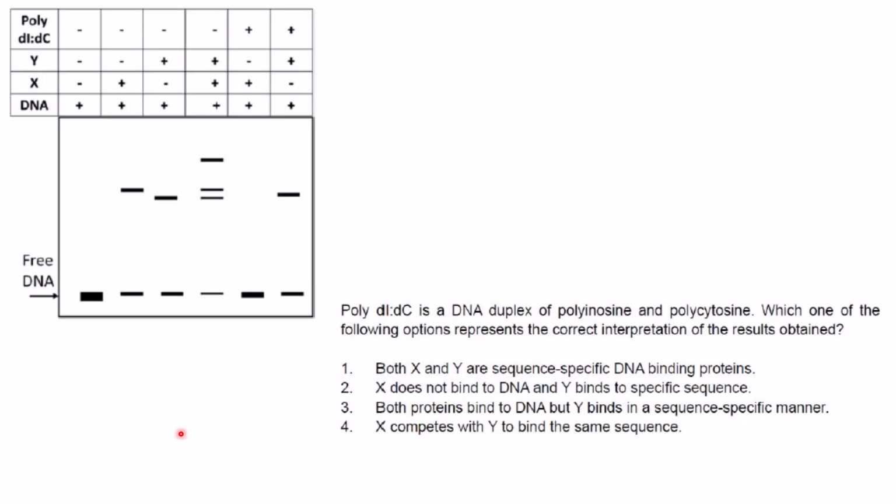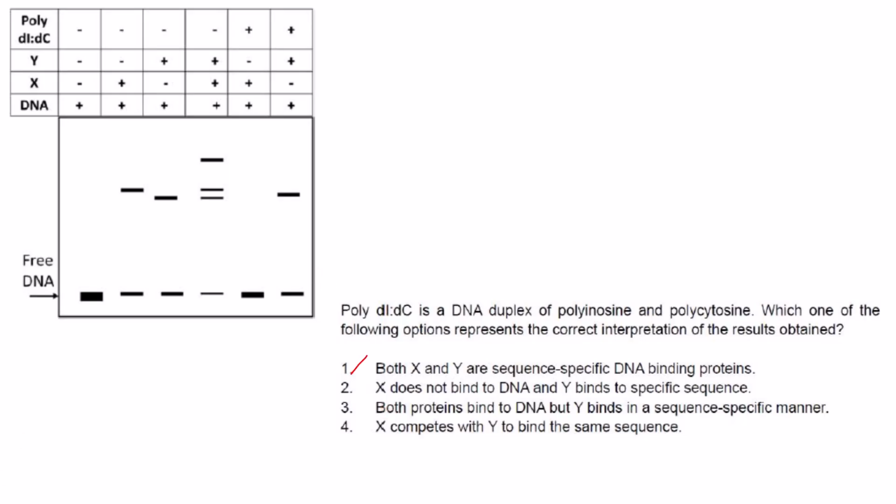Now read the options. Poly-dI-dC is a DNA duplex. Which one of the following options represents the correct interpretation of the result obtained? Option 1: both X and Y are sequence specific DNA binding proteins. I already told you, based on these two lanes, X is not sequence specific, but Y is sequence specific. That is why Y got bound to the labeled target DNA even in the presence of this bogus DNA. So 1 is not correct.